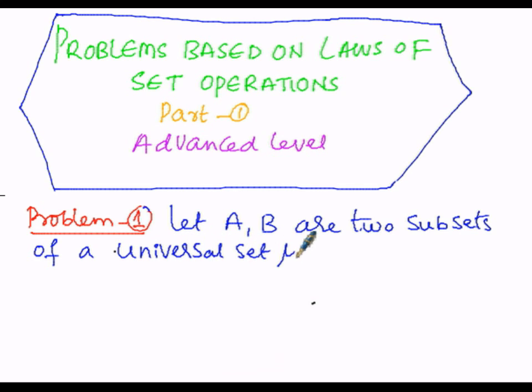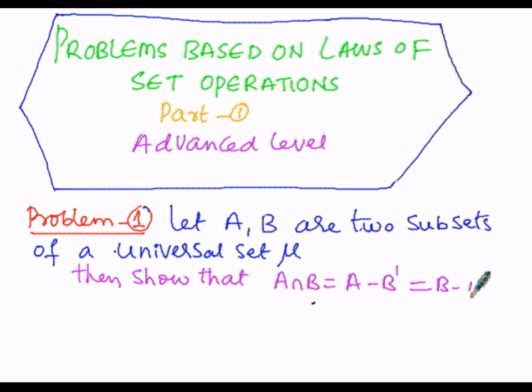That is mu. So here we have considered A and B as two sets, the two subsets of a universal set that is mu. Then show that A intersection B is equal to A minus complement of B, that is A minus B dash, which equals B minus complement of A, or in other words B minus A dash.